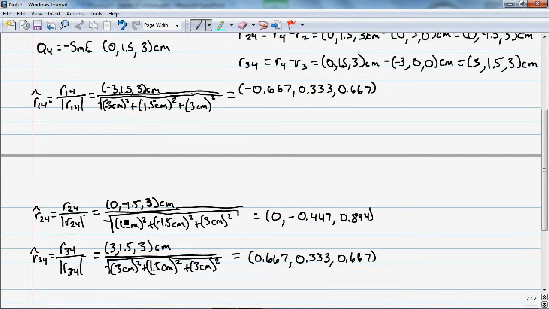And now, in the next video, we're going to look at how you calculate the forces based on Coulomb's law, the vector form.